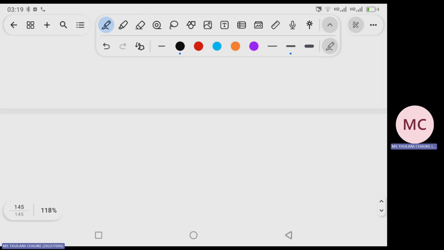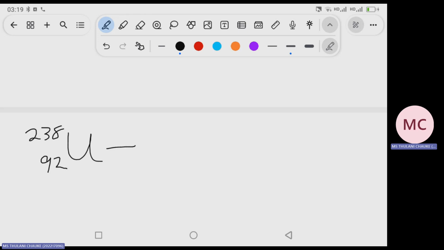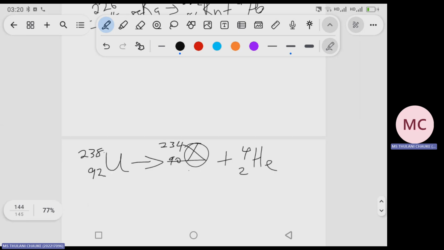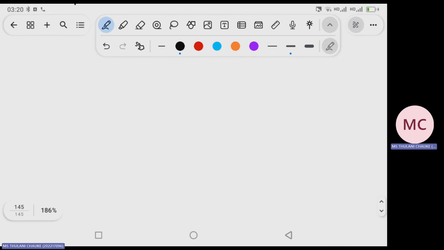Let's say you are given uranium with a mass number of 238 and atomic number 92. Then it undergoes alpha decay. So you will just find this element. This one will not always be like this. Your duty is just to subtract the mass number by 4 to get 234, and the atomic number by 2 to get 90, so it means the element number 90 on the periodic table.